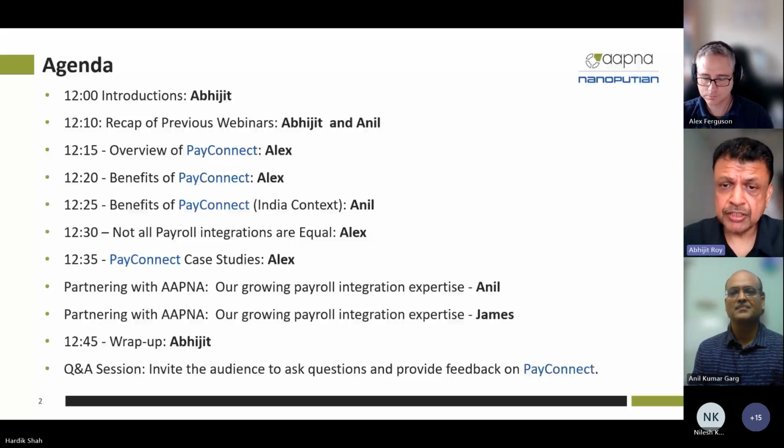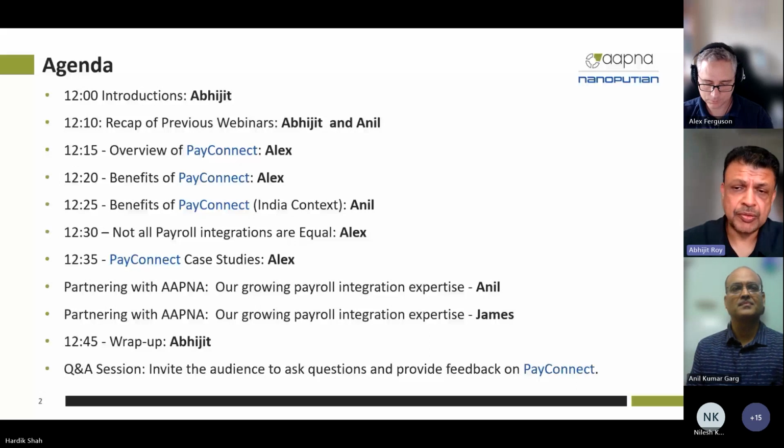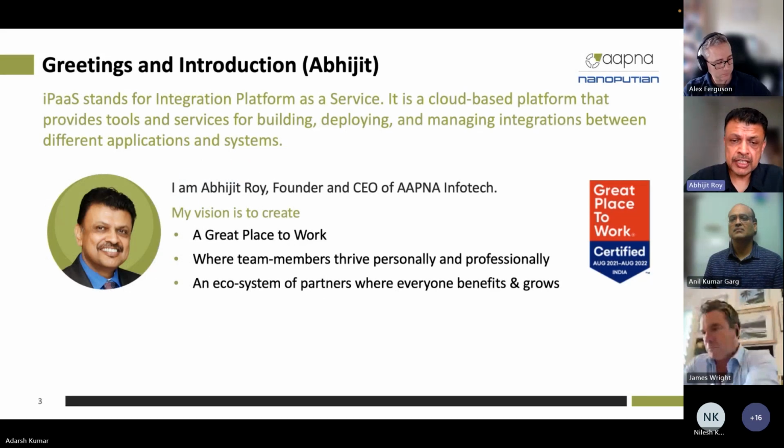We'll start the day with introducing Apna Infotech and Nanopotian, followed by Alex and Anil deep diving into PayConnect and some case studies of the PayConnect platform. We will, of course, wrap up with Q&A. Serverless integration offers a scalable, cost-effective way to integrate applications without the infrastructure worries.